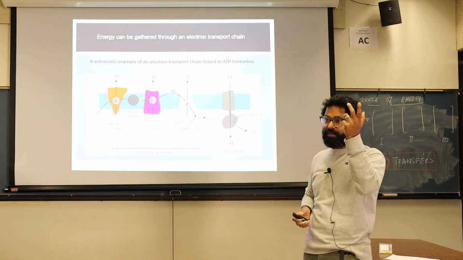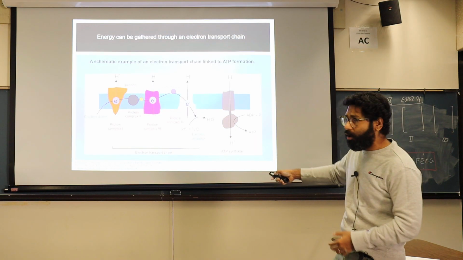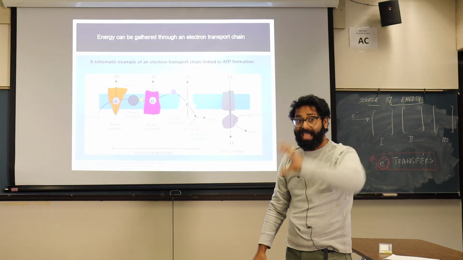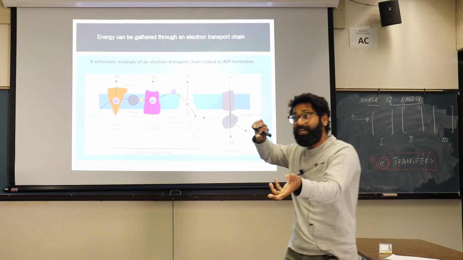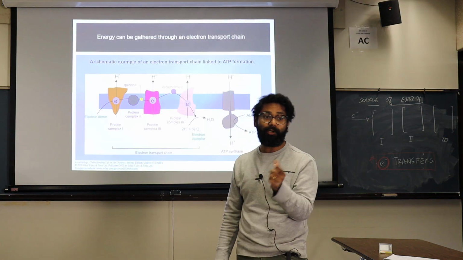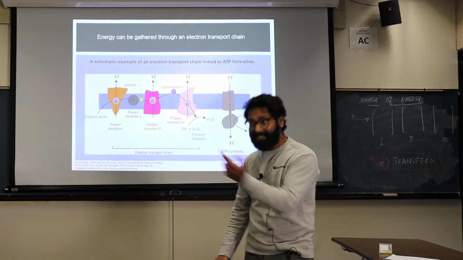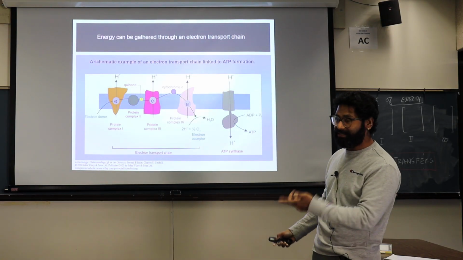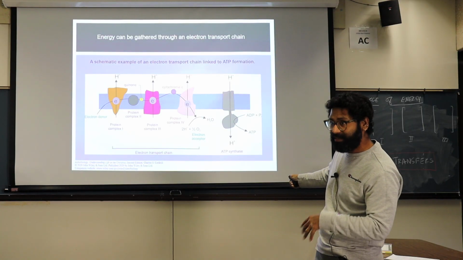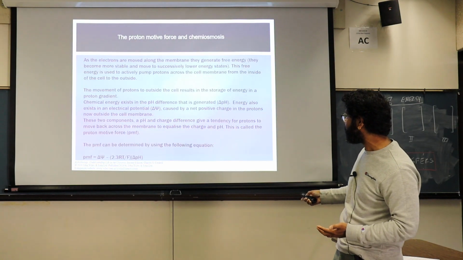Because of that proton motive force, there will be a time where all these H plus will come rushing down. And when it does that, it will do something. What will it do? It will convert the ADP into ATP. This is how you are converting the energy. This is how the electron transport chain is linked to the ATP formation.